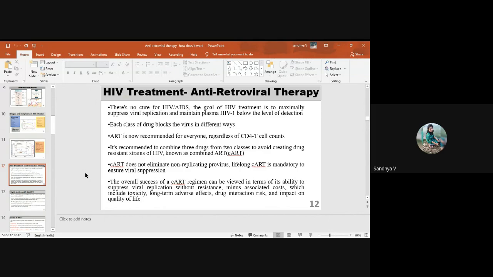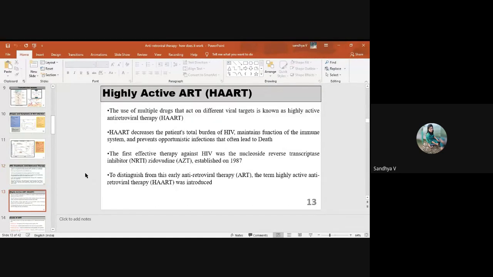So in this combined ART, you will have 2 different classes of drugs which will target different set points of HIV replication, since if you give monotherapy, drug-resistant cases will emerge. The overall success of a combined ART regimen is its ability to suppress viral replication without drug-resistant cases and minimize the associated costs, and it will impact the quality of life.